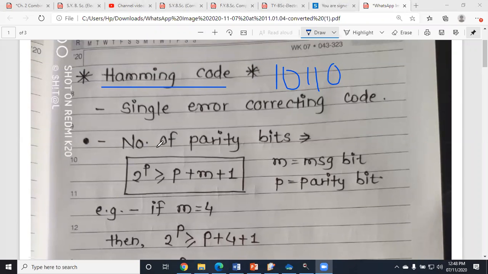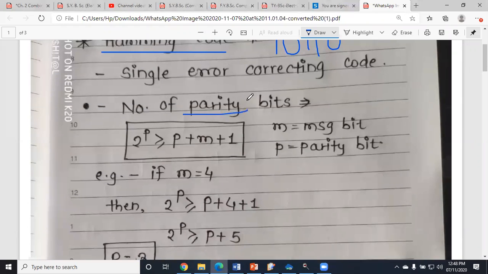See here, in Hamming code, we are going to use the concept of parity. Everybody is aware of what is parity, even parity, odd parity? Just reply to me quickly.